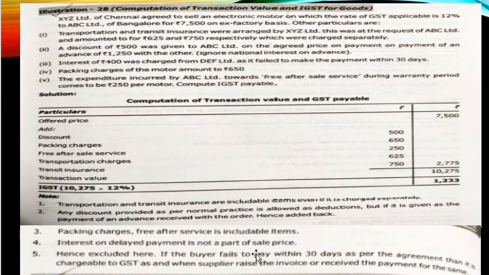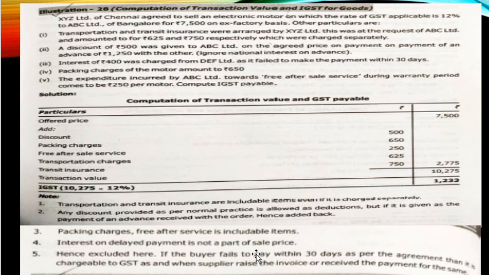Instead, it will be added up. Only a discount which is charged as per the agreement, as per normal practice, will be allowed for deduction. Otherwise, such discounts will be added up with the offered price or sale price. So now this discount of 500 will be added up.